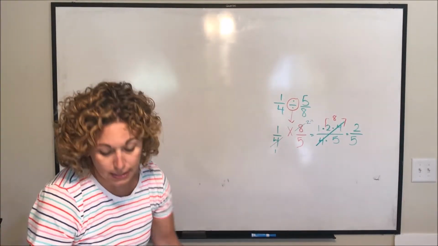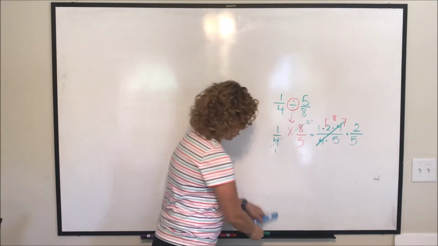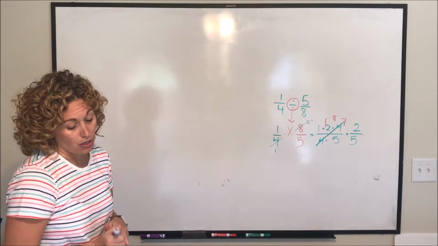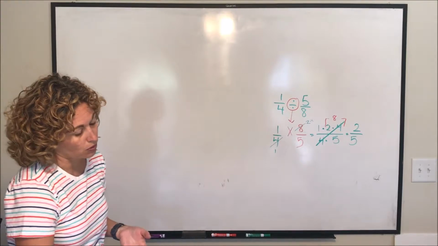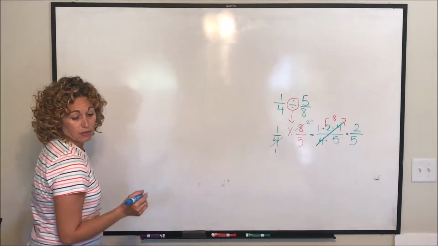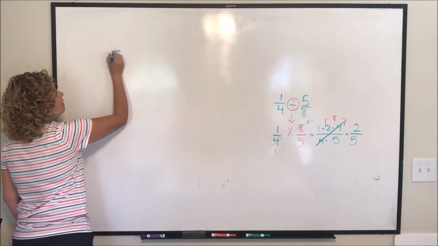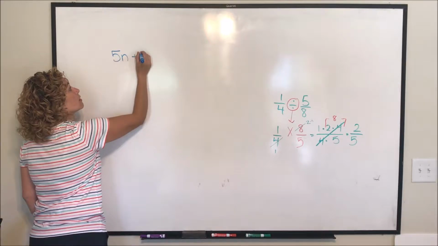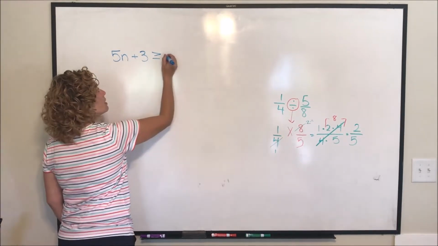Okay, the next thing we did in class today was we solved equations. We've been doing equations for a while, so this was nothing new. It was just something that we want to continue to work on. So the problem we're going to look at right now is 5n plus 3 is greater than or equal to negative 12.